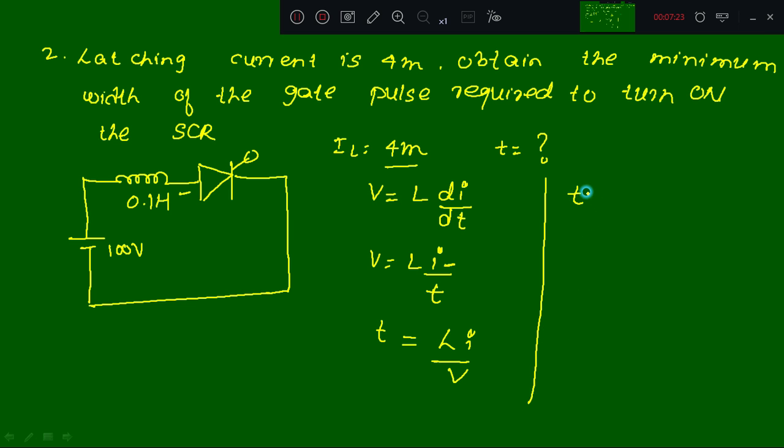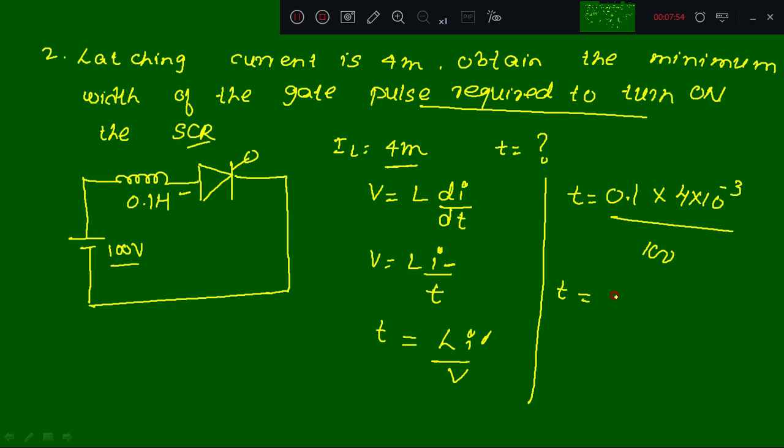Now T is equals to L, which they have given as 0.1 Henry, into I. When the SCR is on, we need to calculate the duration of the gate pulse required to turn on the SCR. So this current becomes the latching current. So how much is latching? 4 milliamps. So 4 into 10 raised to minus 3 divided by voltage, which they have given as 100. If you enter this in the calculator, it becomes 4 microsecond.